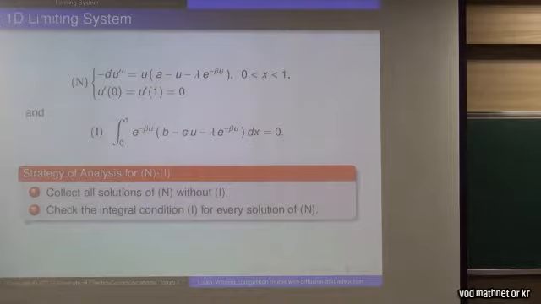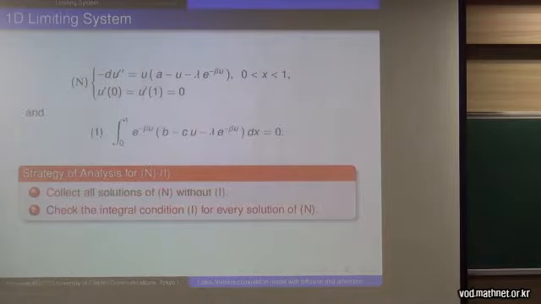In a simplified one-dimensional case, this Neumann problem is a two-point boundary value problem for such nonlinear ordinary differential equations. Okay? And I is an integral constraint, a non-local constraint over the unit interval. Okay? This is our strategy for the analysis of N and I. First, forget such integral constraint. Concentrate on the Neumann problem, N. Okay? And collect all solutions of N.